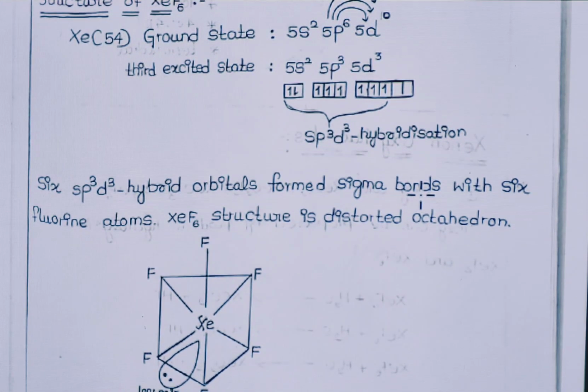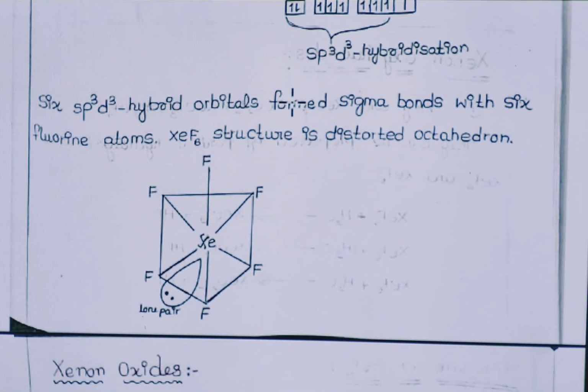Among these 7 hybrid orbitals, only one hybrid orbital has a paired electron. Therefore, that hybrid orbital doesn't participate in bonding. We call it a lone pair. With the use of the remaining hybrid orbitals, xenon bonds with 6 fluorine atoms to form xenon hexafluoride. The structure of xenon hexafluoride is given here, and the structure is octahedral.